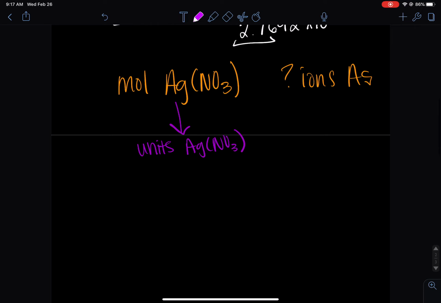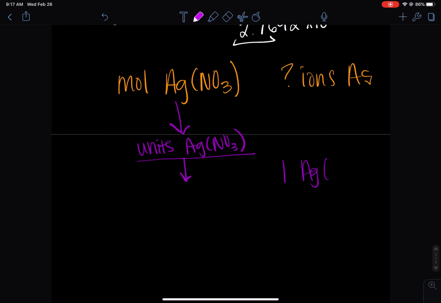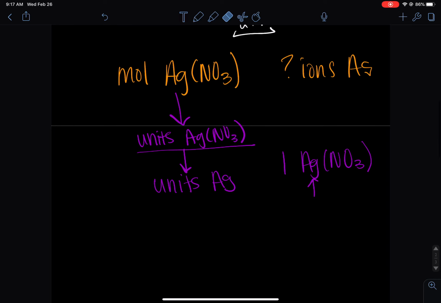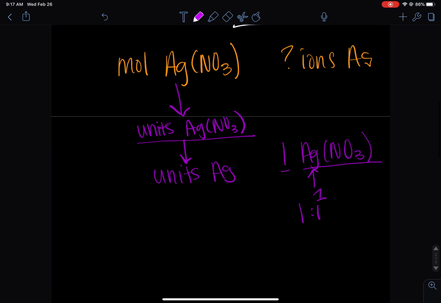So once you go to pieces of silver nitrate, then you can say every piece of silver nitrate, so every time I have like 1 silver nitrate, I have how many silvers? So you can go from units of silver nitrate to units of just silver, okay? So in this situation, every 1 silver nitrate has 1 silver. So this is a 1-to-1 ratio. So you wouldn't actually multiply by anything greater than 1, okay?